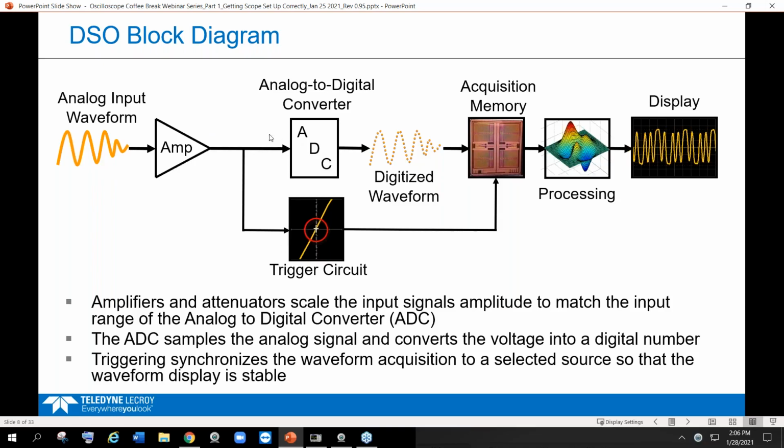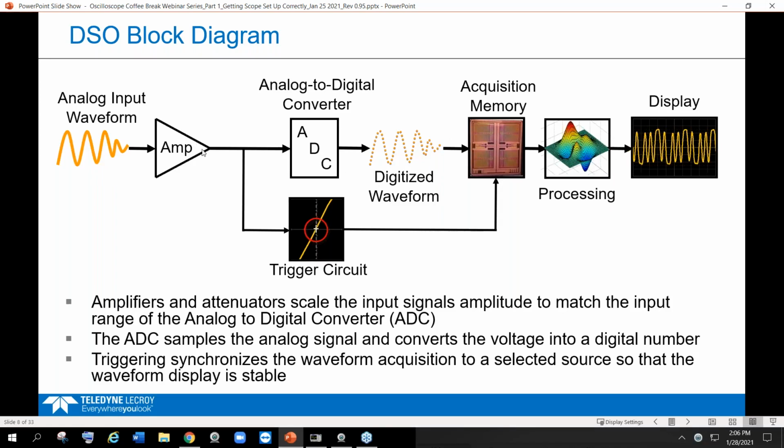Then, of course, we have a sample and hold that's not shown, but we also have the ADC that converts the voltage or current coming in to a digital value and holds it, and it follows the quantization level of that ADC. And then we have memory that stores all of those data points as they're converted to numeric values internally in memory. And then there'll be some post-processing as well and display.